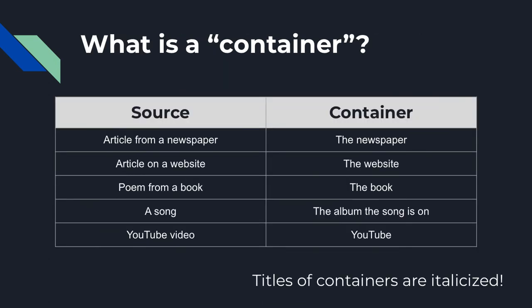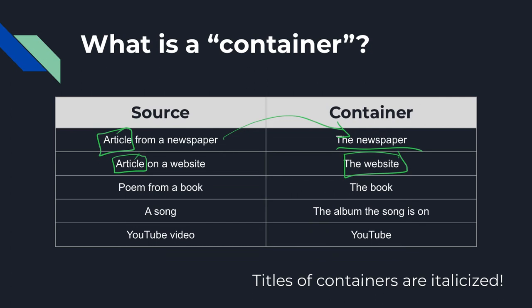So let's talk about what a container can be. Let's say you get an article from a newspaper. The article is the source. The container is the newspaper. Let's say you get an article on a website. The article is the source. The website is the container. It's what contains the article.